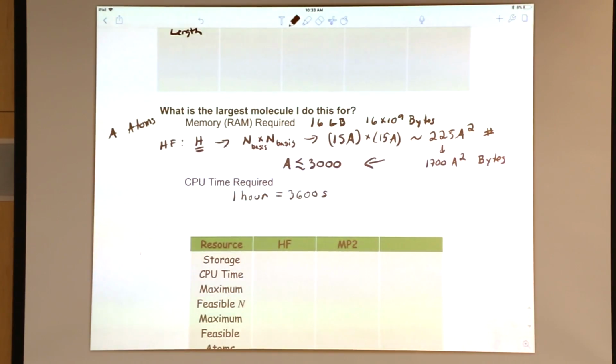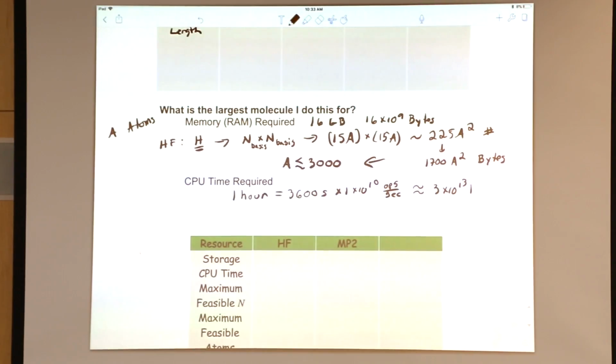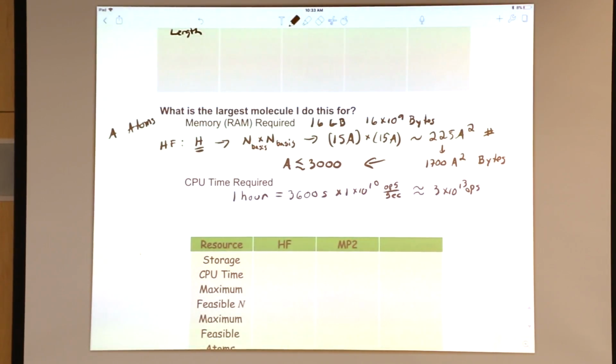So that means that our computer, I'm going to round up and say you've got a really good one, so we're going to say that your computer can do 10 billion operations per second. If you've got multiple cores, they can each go independently. So 1 times 10 to the 10 operations per second. And that means that you can do about 3 times 10 to the 13 operations in an hour. I'm just going to set the hour as my patience limit. I don't want to wait longer than an hour.